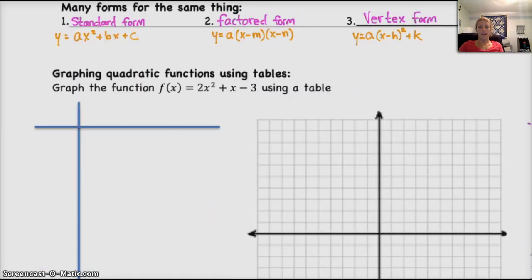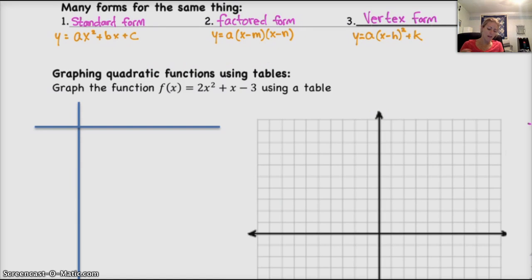What if we wanted to graph one of these? So the first option, and always kind of a fail-safe, because if the other things are confusing to you, you can always make a table, or if you have your calculator, make a graph using your calculator. But say you don't have a calculator, and we want to graph this function, f of x equals 2x squared plus x minus 3. An easy way to do it, not fast, is to make a table.